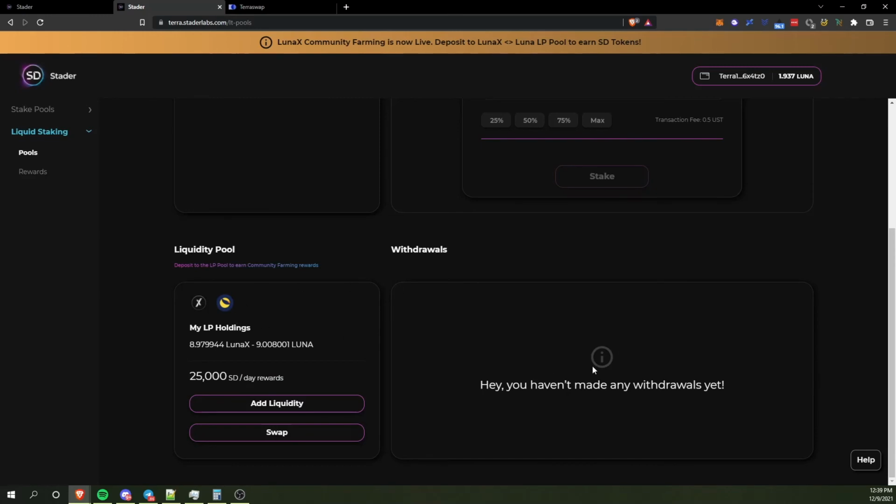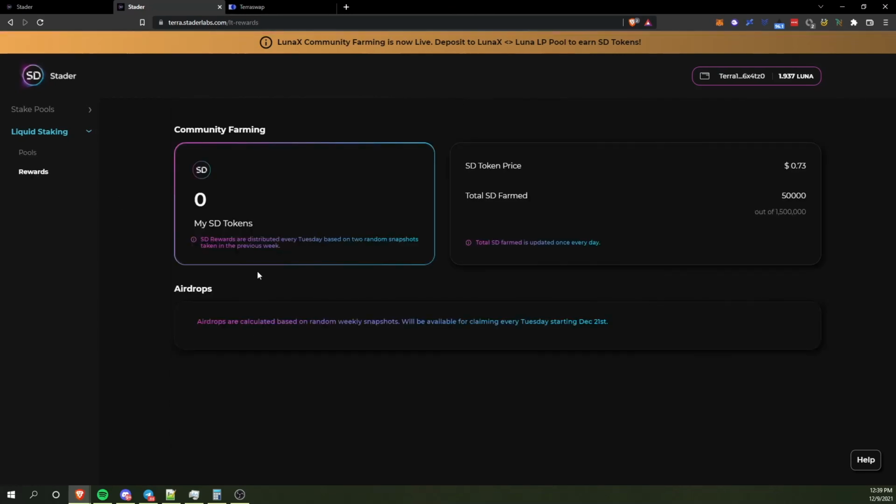Over in the rewards tab, we'll see the Stader token rewards are distributed every Tuesday, so I'm sure we'll be seeing those rewards coming in the next week. Currently, the Stader token price is at 73 cents US, but that's where our rewards will show up. So that being said, that's how to stake your tokens on Stader Labs for liquid staking rewards and provide liquidity with TerraSwap to earn additional Stader tokens.